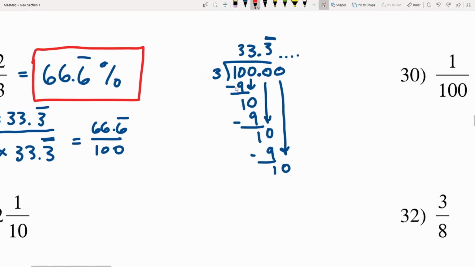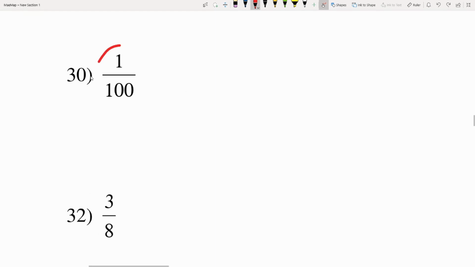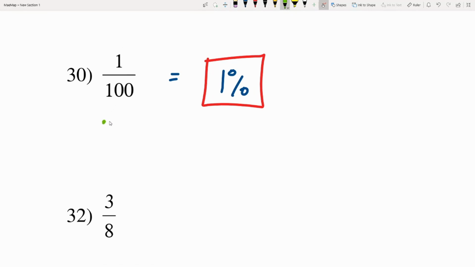Let's continue on to an easier one, number 30. Number 30 is nice because it's already set up for us to write it as percent. 1 out of 100 is 1%. If we wanted to think of this as a decimal first, 1/100th is 0.01. Moving that decimal place twice would give us 1%. Getting close to the end of this worksheet, only 4 more problems left.